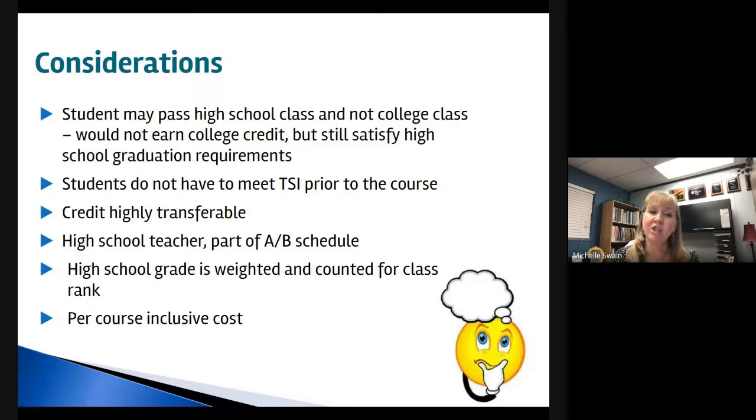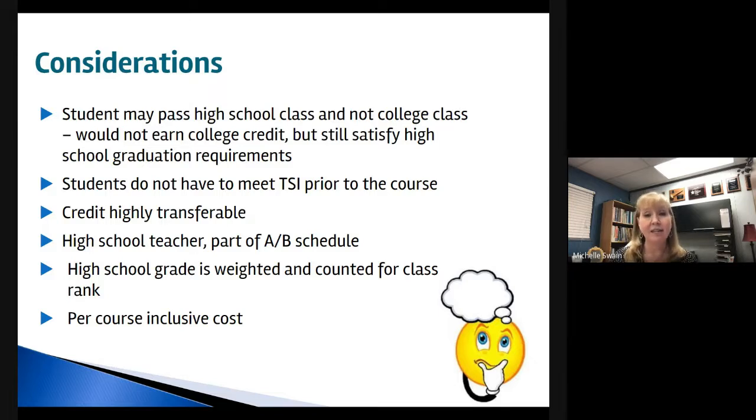So some considerations. The student may pass the high school class and not the college class. So they wouldn't earn the college credit, but it would still satisfy the high school graduation requirements. They don't have to meet TSI prior to the course, as opposed to dual credit where they do. The credit is highly transferable. Anywhere that would take a University of Texas transcript will take the OnRamps coursework. The high school teacher is part of the A/B schedule, so that works very nicely in their schedule. And the high school grade is weighted and counted in GPA and class ranking.